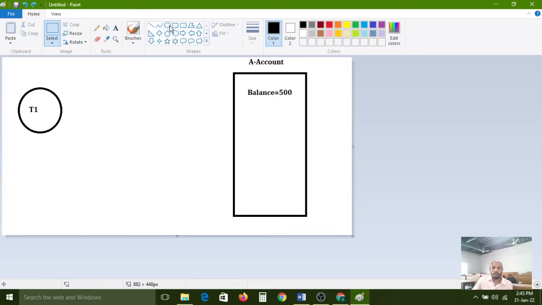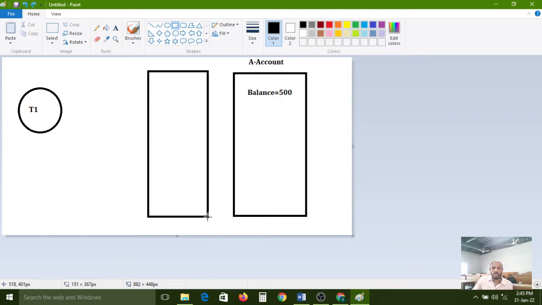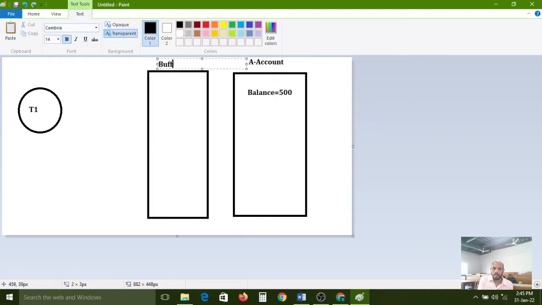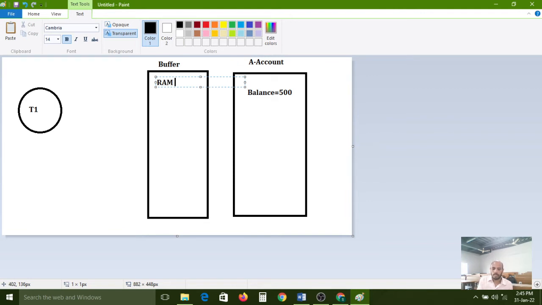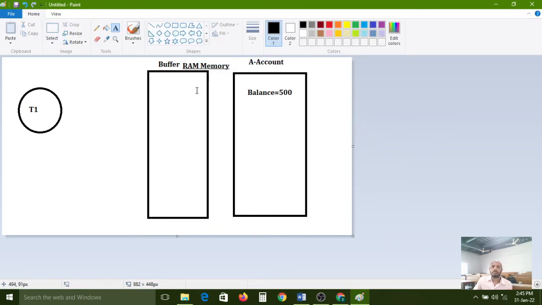Carefully observe. In between, we have one buffer concept. This is called buffer. Nothing but RAM memory. Buffer is called RAM memory.